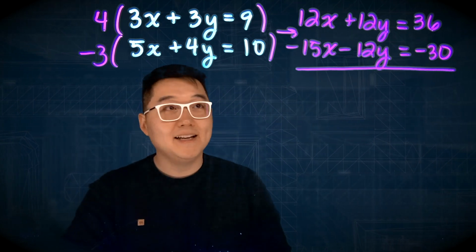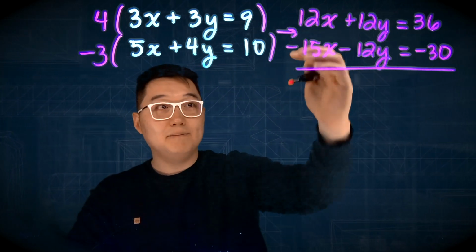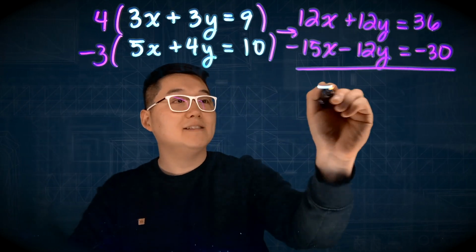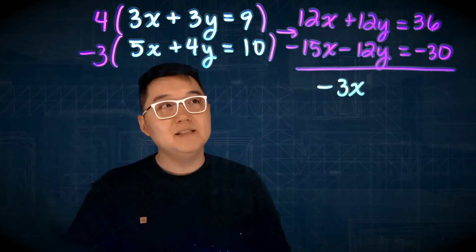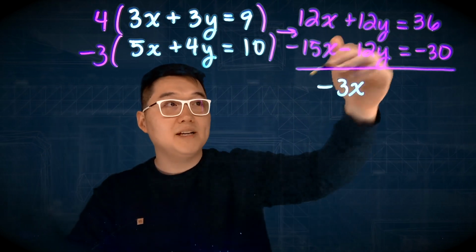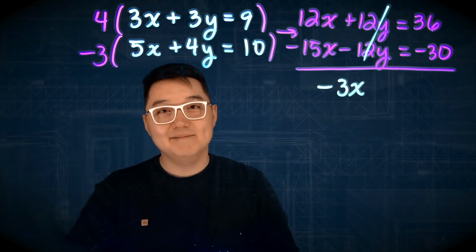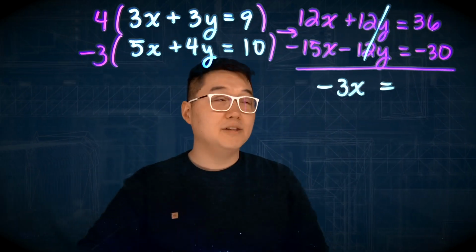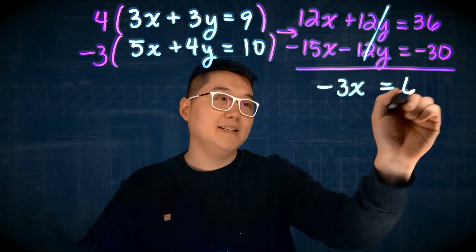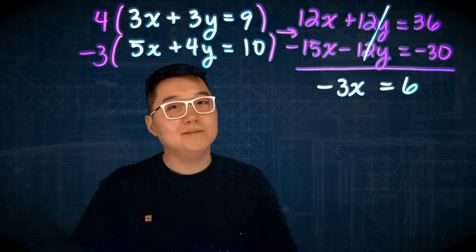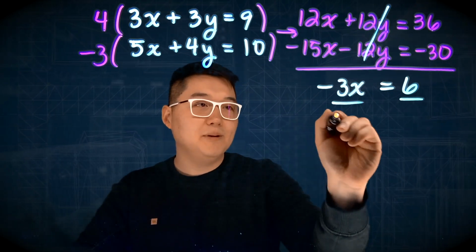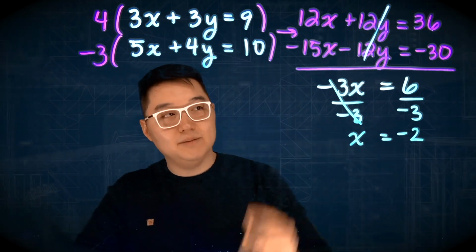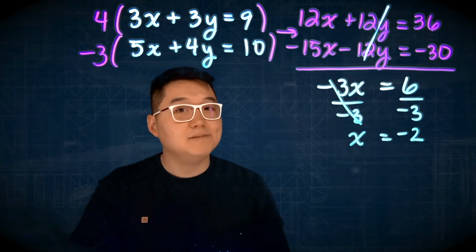Alright, so let's go ahead and combine. 12x combined with negative 15x, well, that gives us negative 3x. But what happens if I were to combine the y's? When you combine the y's, they're eliminated. Alright, so what happens when you combine the right side? Well, 36 minus 30, that's just 6. And there you go. So all we gotta do now is divide both sides by negative 3, so we get x equals negative 2, because 6 divided by negative 3 is negative 2.